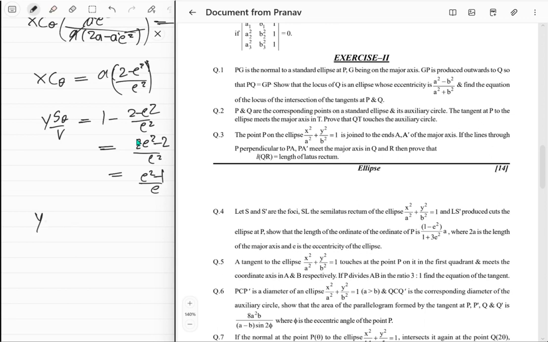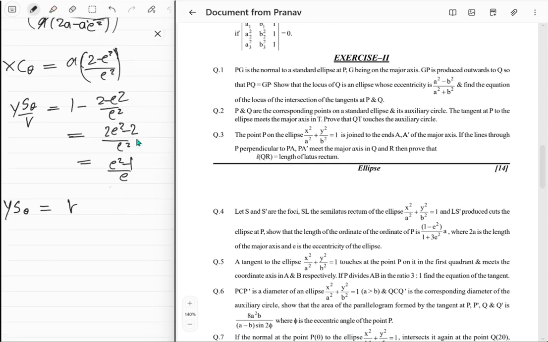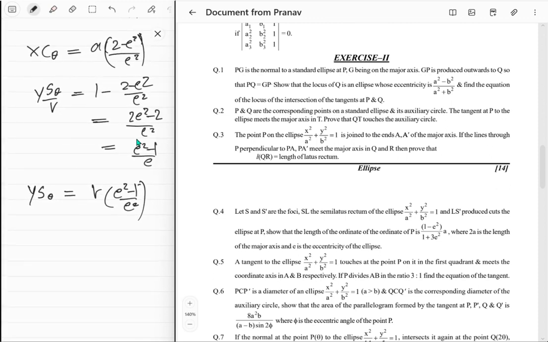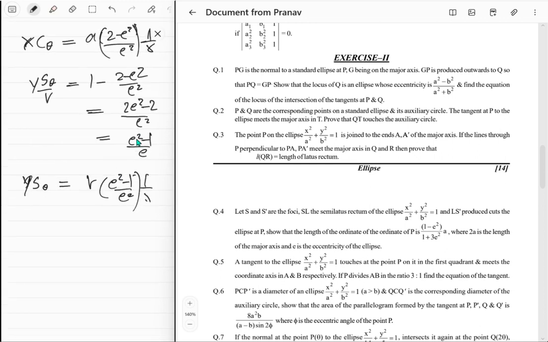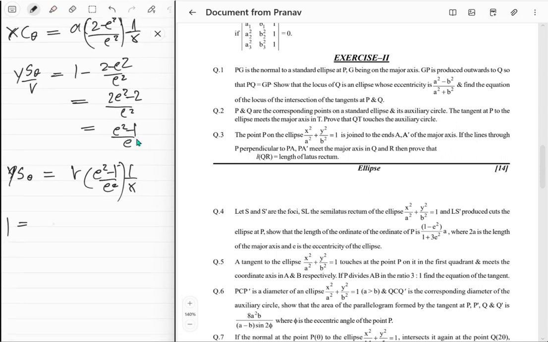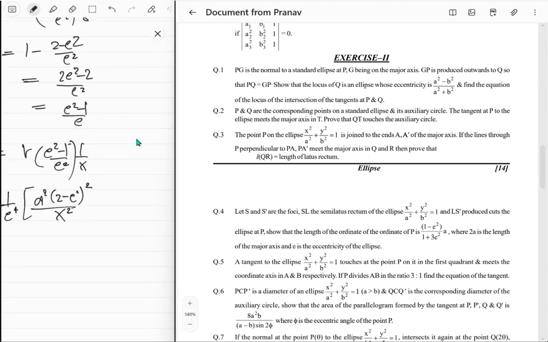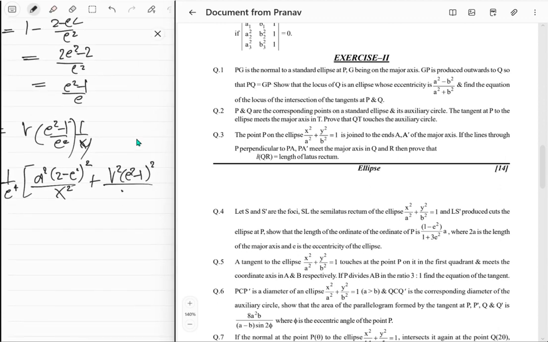You got y sine theta is just equal to b times this stuff. e squared minus, okay. Not nice. And then you're going to divide by x and divide by y, and then square and add. Just get 1 is equal to, take that 1 upon e to the power 4 common. Then you got a squared times 2 minus e squared, squared, upon x squared, plus b squared times e squared minus 1, squared, upon, oh, it should be y over there, sorry, upon y squared.